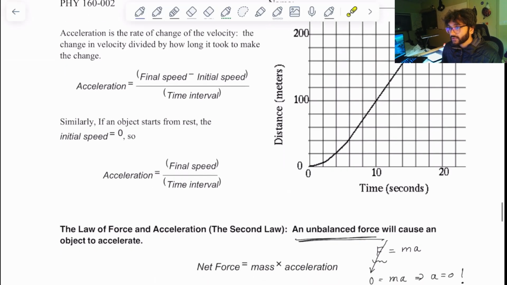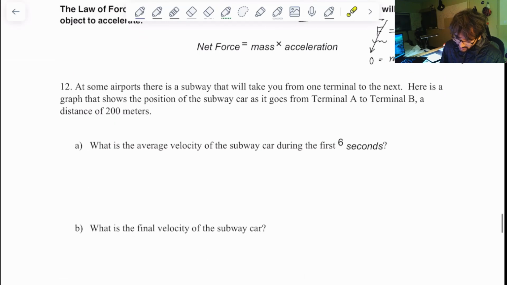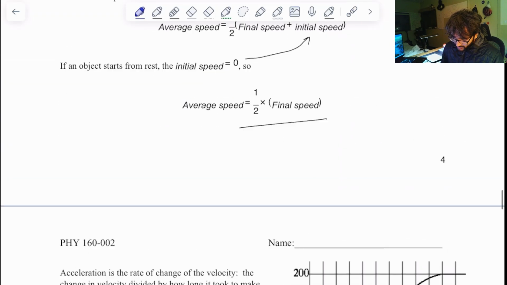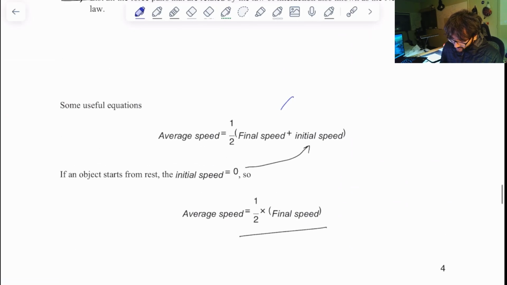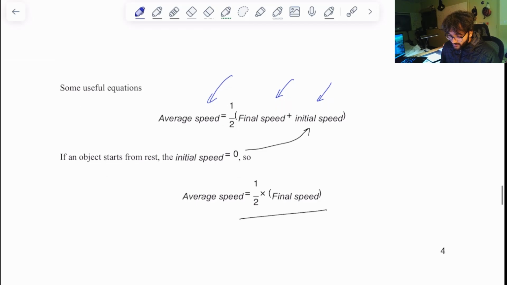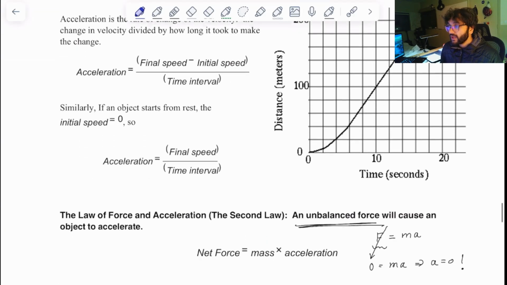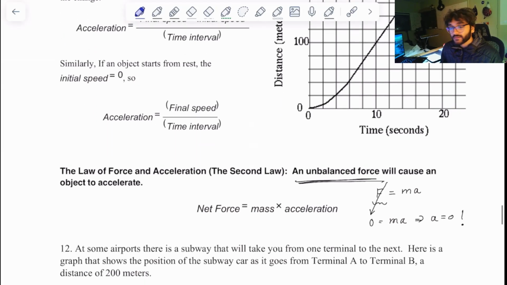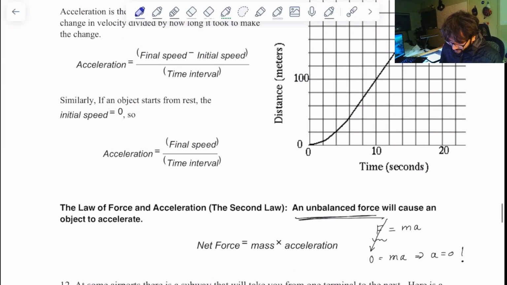We're talking about the average velocity for the first 6 seconds. Remember, when you know the final speed and initial speed, then the average speed is this, right? This formula also works for velocity. So average velocity can be known if the final velocity and initial velocity are known. But we don't know the final velocity and initial velocity. What we know is how much distance was traveled in the first 6 seconds.